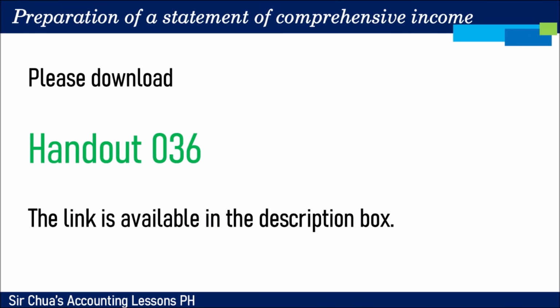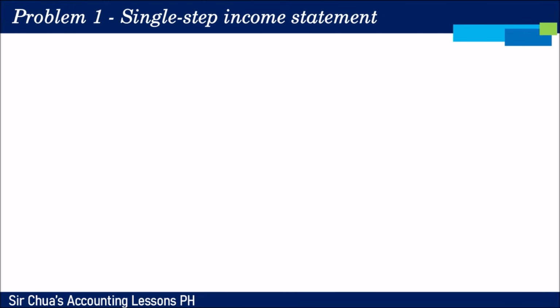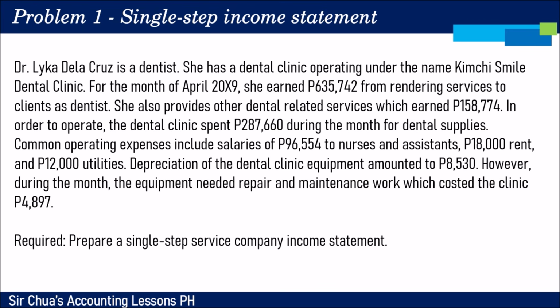Okay, so we're ready to prepare the statement of comprehensive income. Please download Handout 036. The link is available in the description box. Okay, so for problem 1, we will be preparing a single-step income statement. Let me read to you first the problem.